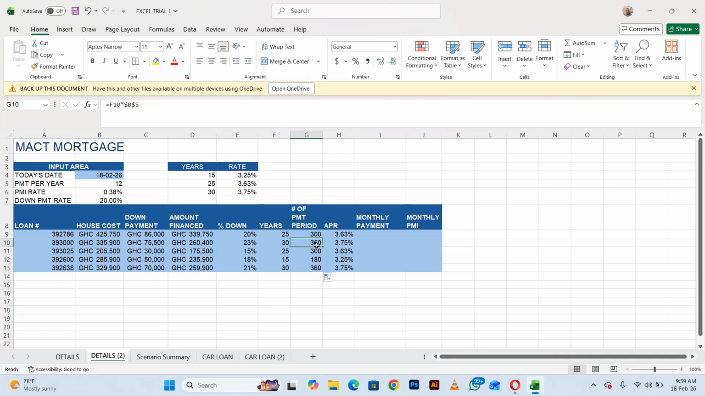This one will be paying 360 times. This one will be paying 300 times. This one will be paying 180 times. And this one will be paying 360 times. So these are the number of periods that we will be paying.